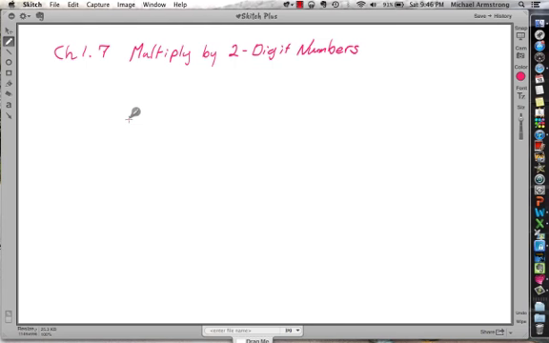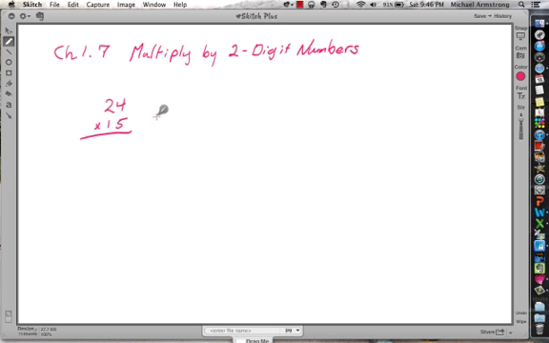Okay, this time we're going to talk about multiplying by two-digit numbers, chapter 1.7. Multiply by two-digit numbers. Now, again, we have to keep concentrating on what's really happening so that we understand. I'm going to start with 24 times 15.